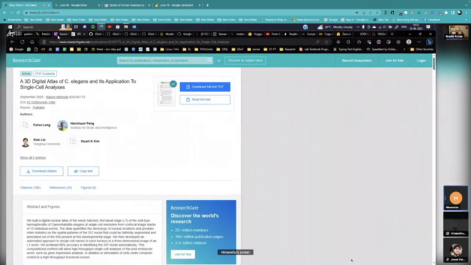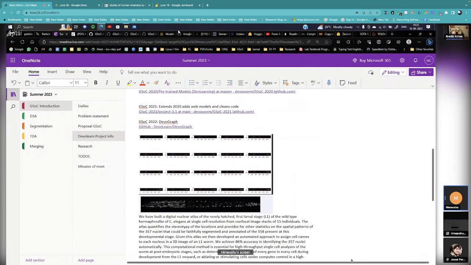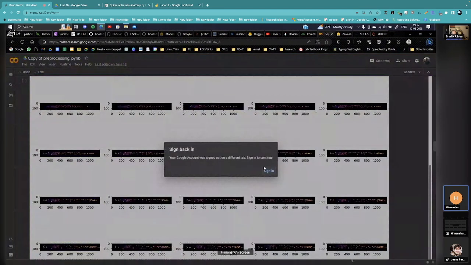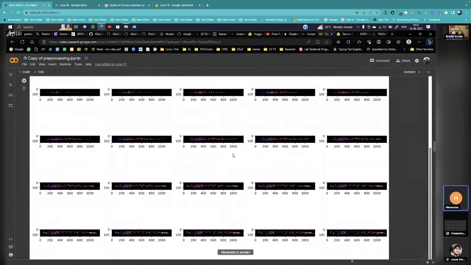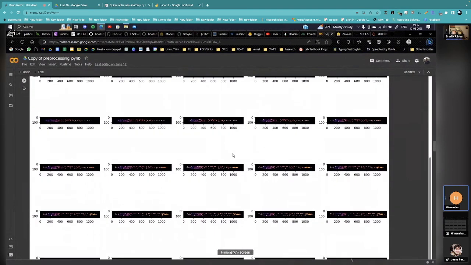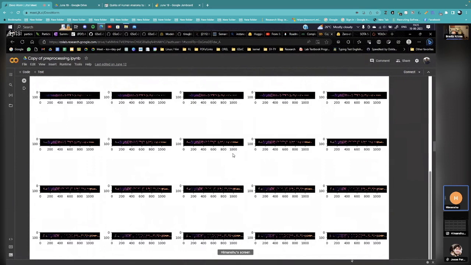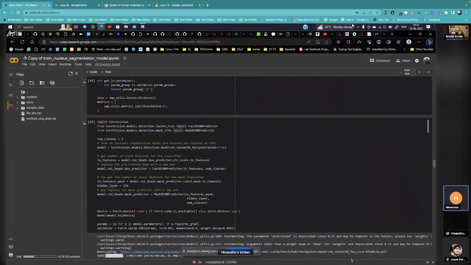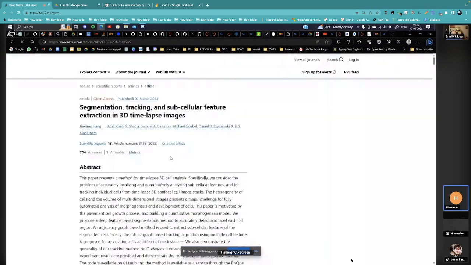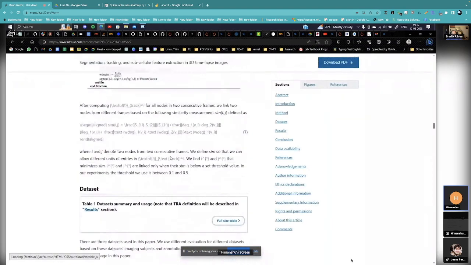Last week, the data set which I mentioned, just a second. Yeah, so it's this one, the one with the L1 stage of C. elegans data, which is also shown in this paper.